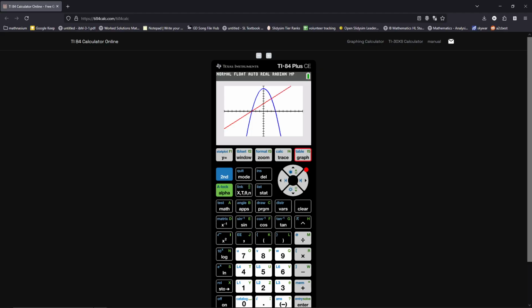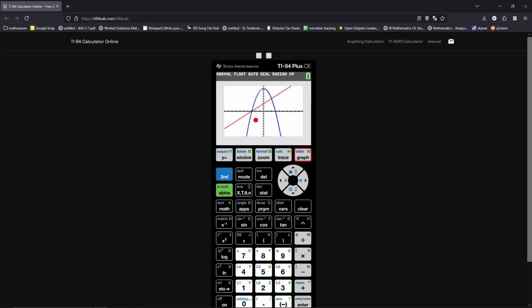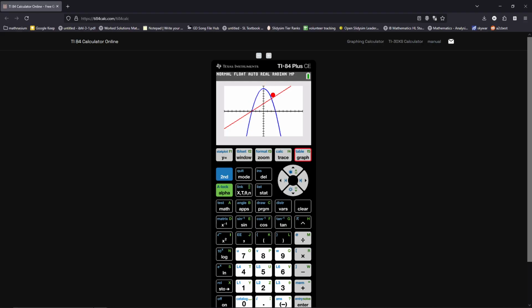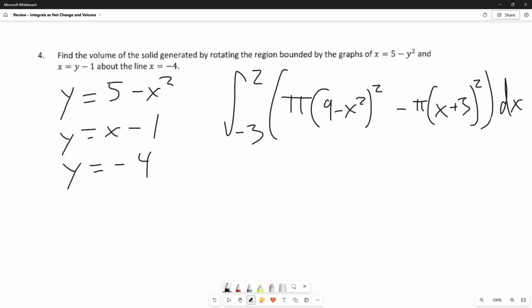And this is what the graph looks like now. And this is just a definite integral, like a normal thing, using the Washer method. So it will be from -3 to 2 of pi times the upper curve, which is our 9 minus x squared, minus pi times our lower curve, which is x plus 3 squared dx.